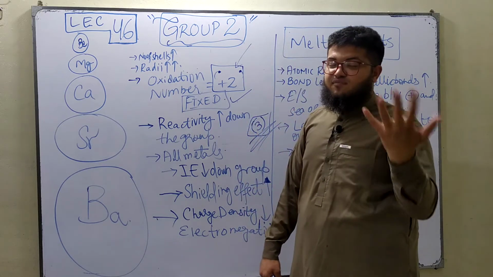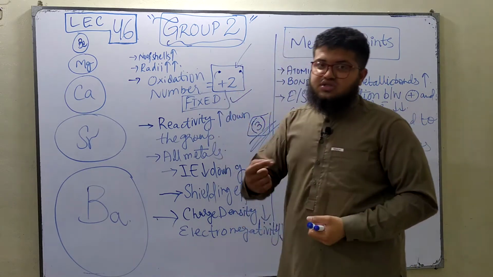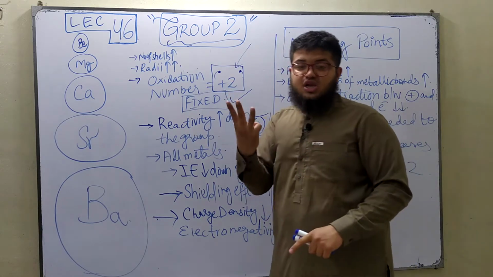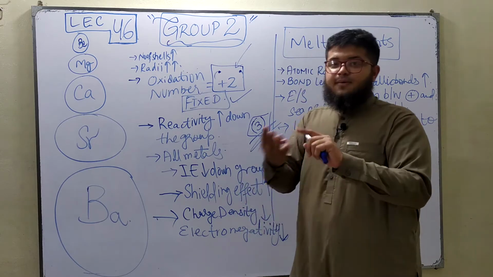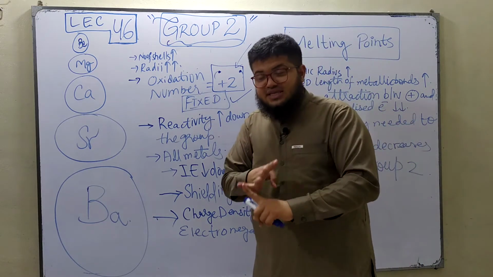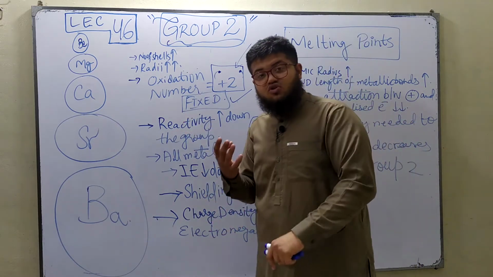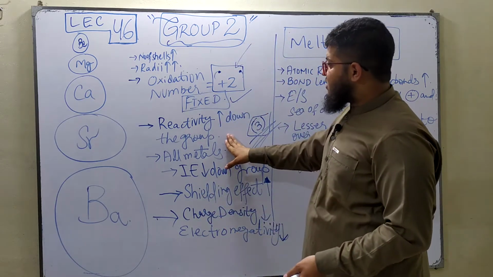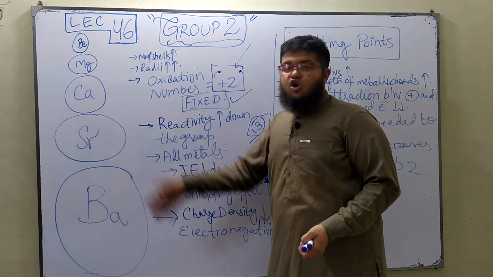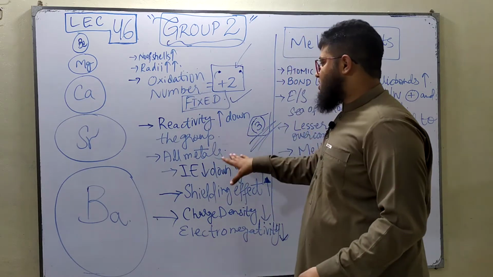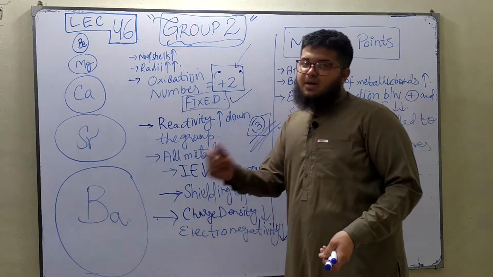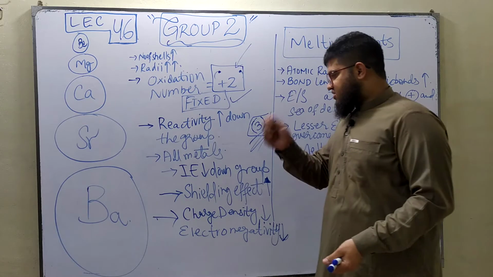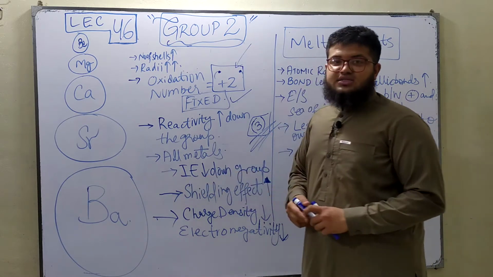So I've added 5 points in here: radius increases, shielding effect increases, the nuclear pull on the outer shell electron decreases, and it becomes easier for these elements to lose electrons, and so reactivity will rise. Then after the reactivity, let's move on. These are all metals, only pure metals. All the properties of metals will apply: malleability, ductility, conductivity, sonorous, and so on. What happens to ionization energy?